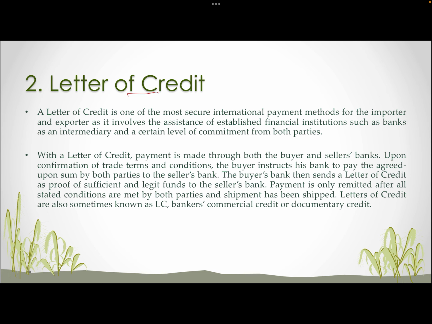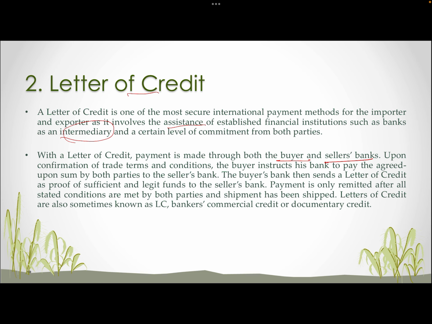The second one is letter of credit. What is a letter of credit? This is one of the most secure international payment methods for the importer and exporter, as it involves the assistance of established financial institutions such as a bank as intermediary and a certain level of commitment from both parties. With a letter of credit, payment is made through both the buyer's and seller's bank. In other words, they use banks as their middle parties.